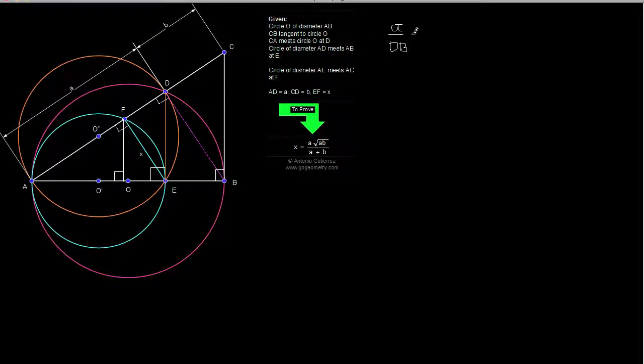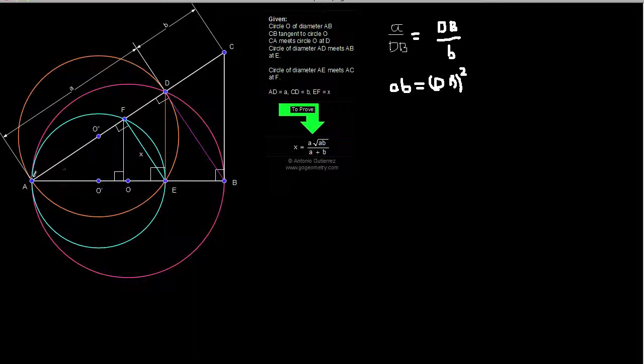So this equals DB to DC, and DC is B. So this gives me A times B, AB is equal to DB squared. So that might be where that square root of AB comes from. Okay, so we looked at two similar triangles to get that.